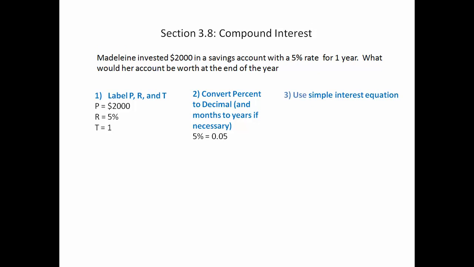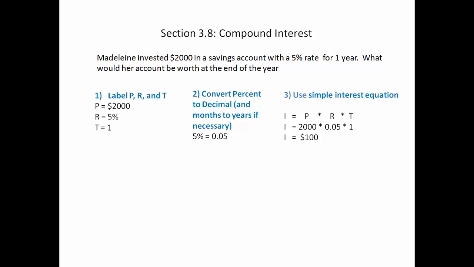And then last, I'm going to use the simple interest equation. The simple interest equation is I equals P times R times T. I'm just going to replace all those letters with the values that we have for them. So underneath the P, I can put the $2,000 that we have as a principal. Underneath the R, I can put the 0.05. And underneath the T, I can put the 1 for 1 year. So this becomes I equals 2,000 times 0.05 times 1. When I do that computation and work everything out, I get my interest is 100.